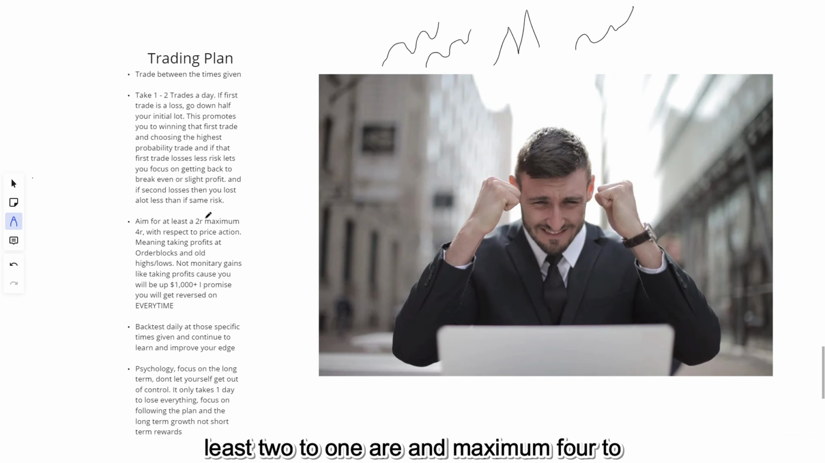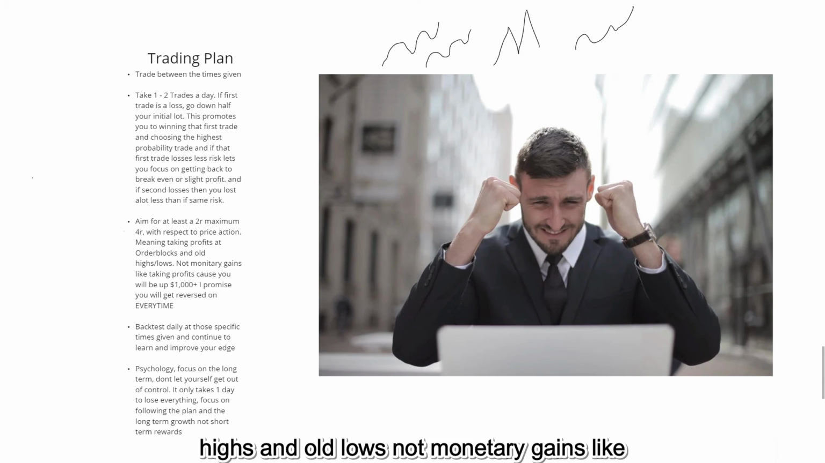Aim for at least 2 to 1 R and maximum 4 to 1 R with respect to price action, meaning taking profits at order blocks or old highs and old lows, not monetary gains like taking profits because you'll be up $1,000+. If you don't take profits, it's going to reverse on you, and whatever profits you see is going to turn to zero or reverse on you. Take this advice from experience.